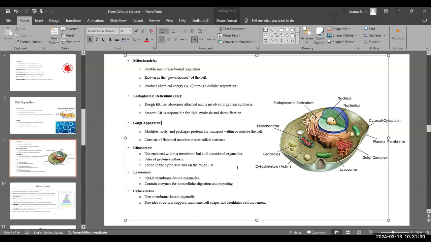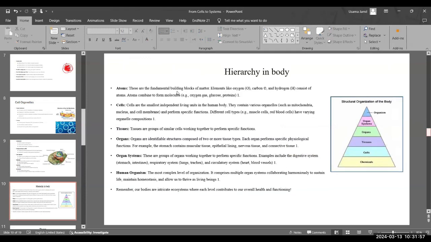Then next is the cytoskeleton. Cytoskeleton is not well demarcated also. These black tiny threads, if you can appreciate this one and this one, these are the different, I would say, skeleton of the cell made up of protein, and they maintain the structural support of the cell and maintain the cell shape, and also facilitate cell movement if there is any need of that.